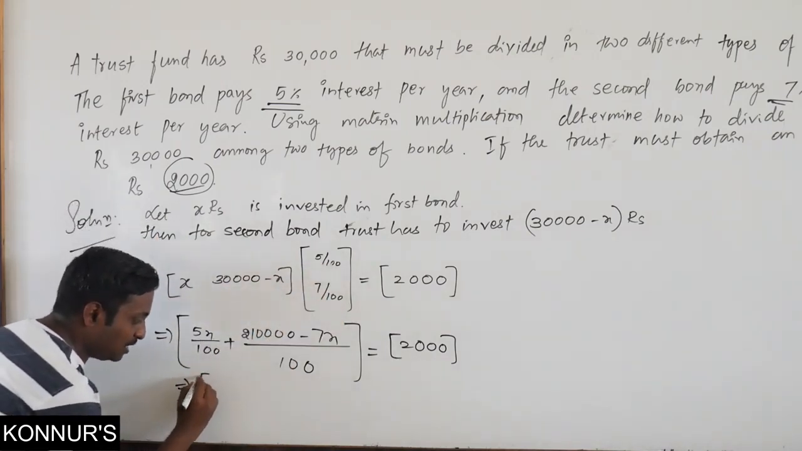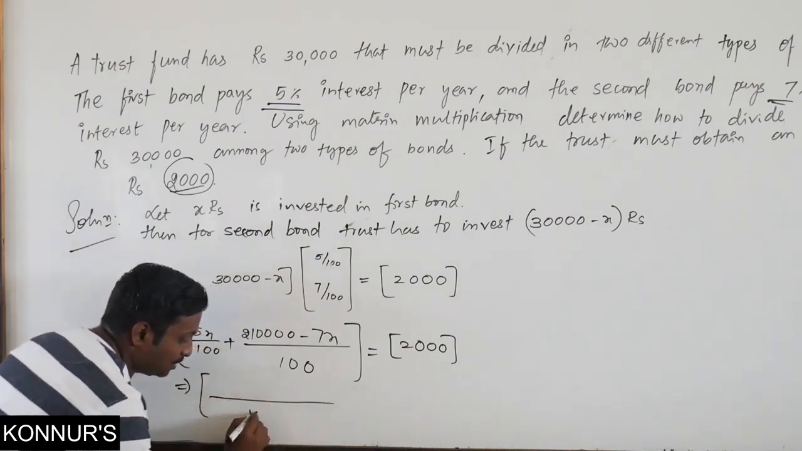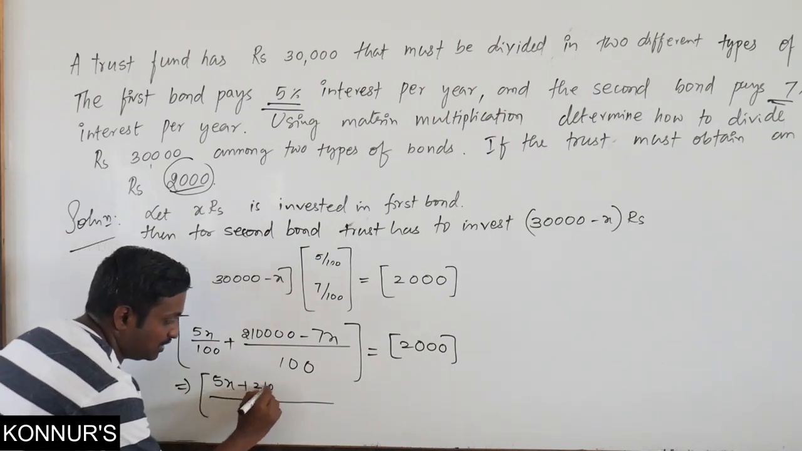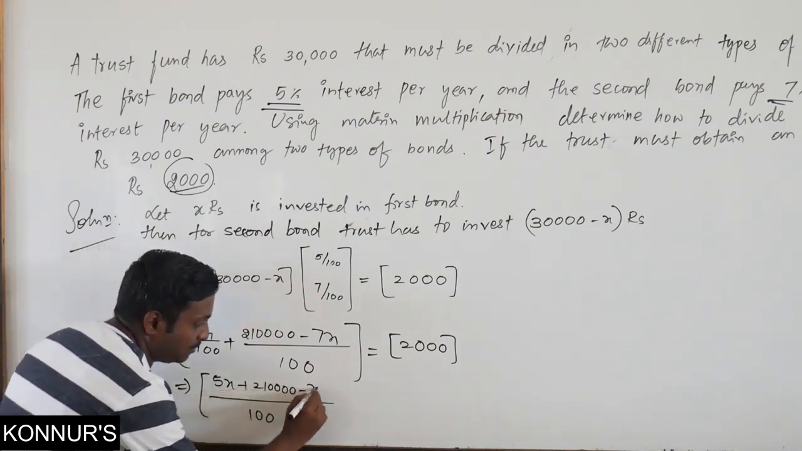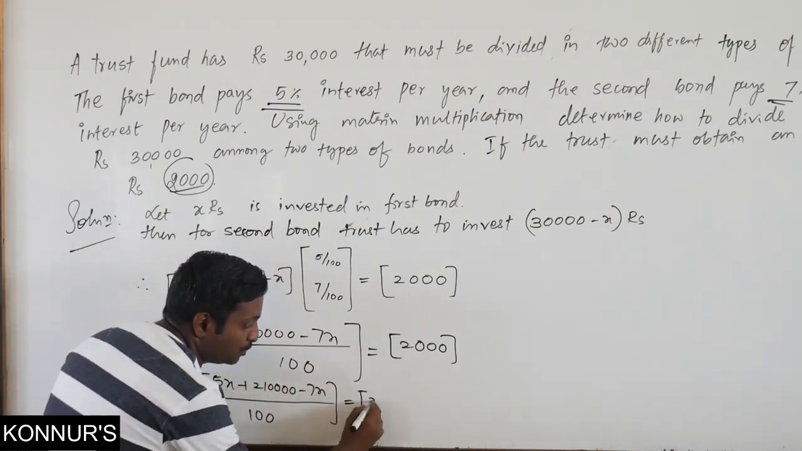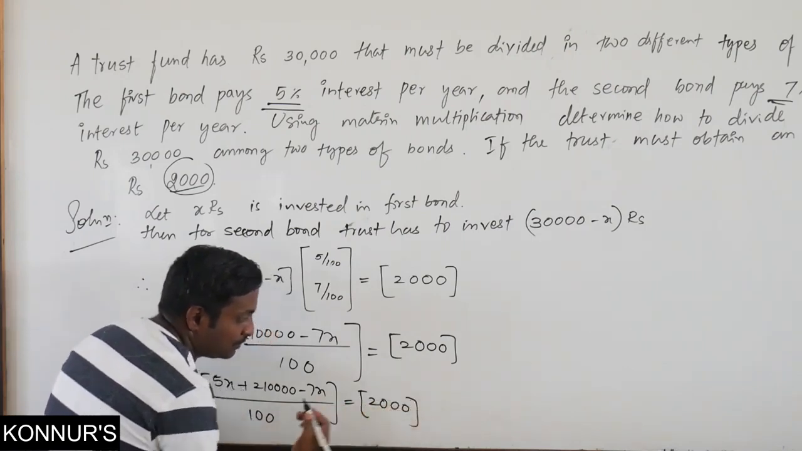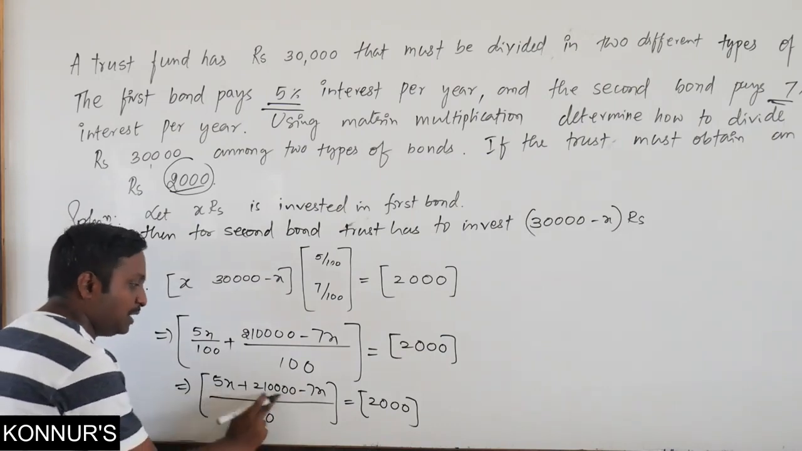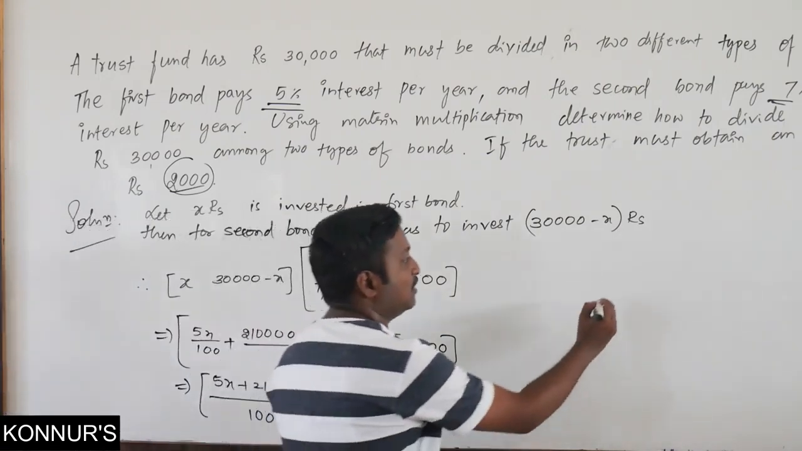Now take the LCM, which is 100. So 5x plus 2,10,000 minus 7x is equal to 2000. How to equate? Simplification is required now: 5x minus 7x is minus 2x. So what happened?